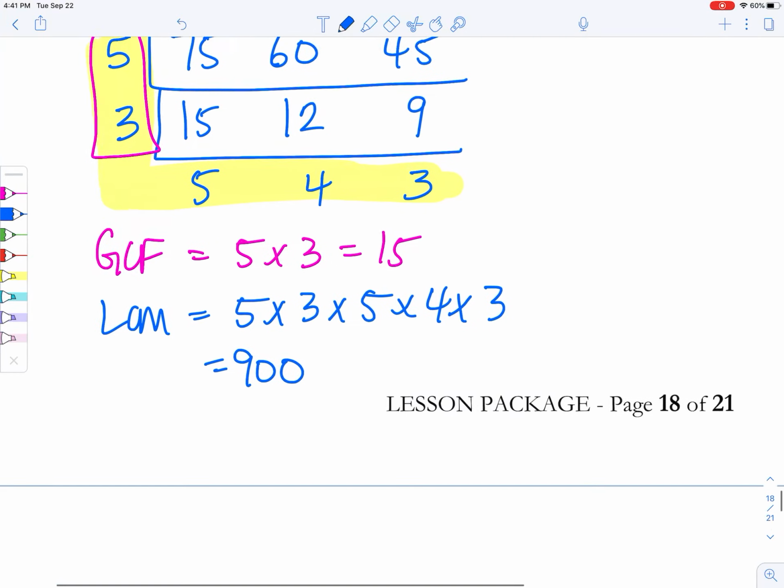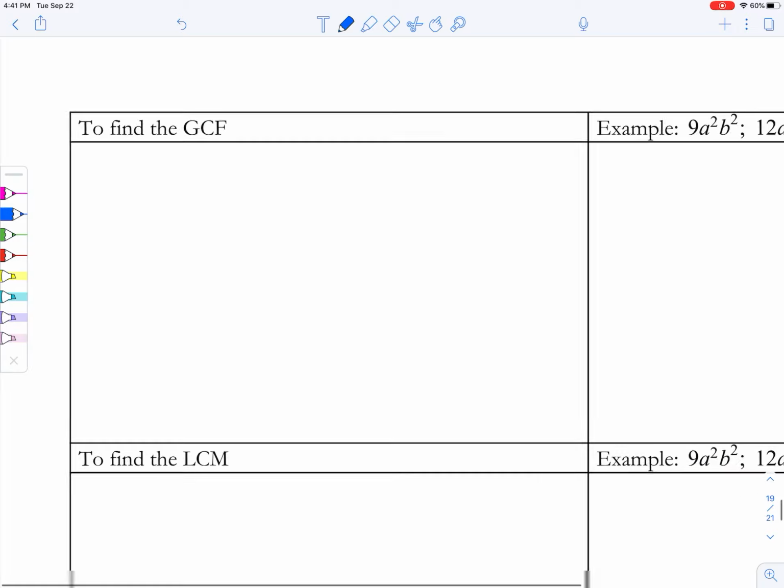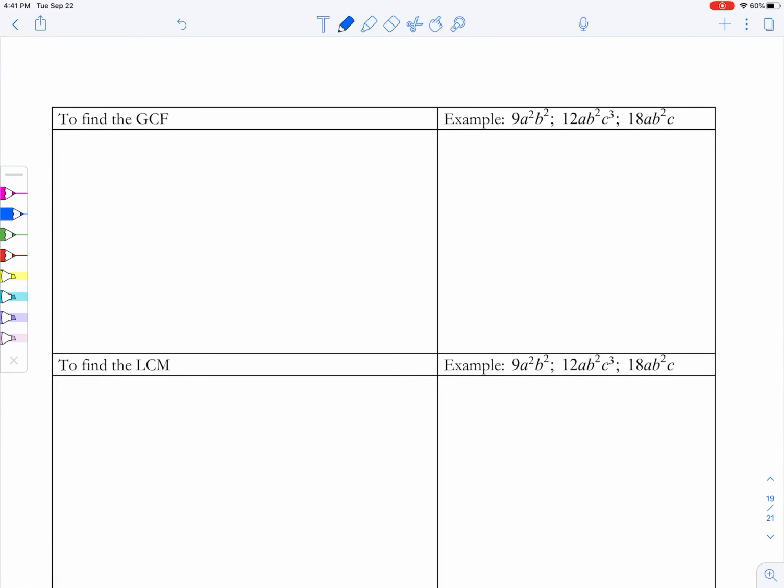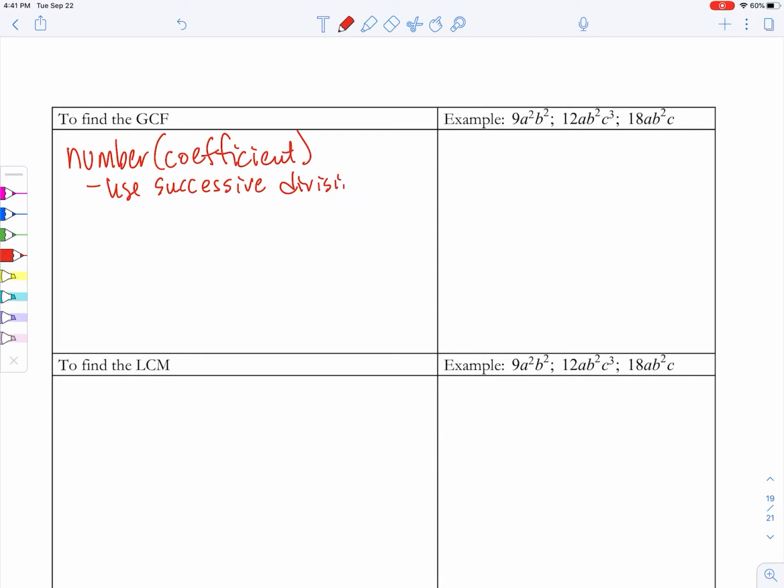So that's it for finding the GCF and LCM. If we're finding the GCF or LCM of a term that has variables inside it, we're going to split it up into the number part, the coefficient. For the number or coefficient part, we're just going to use successive division to find the GCF.